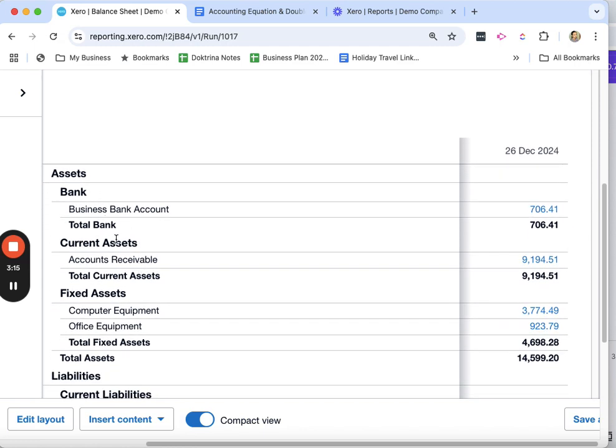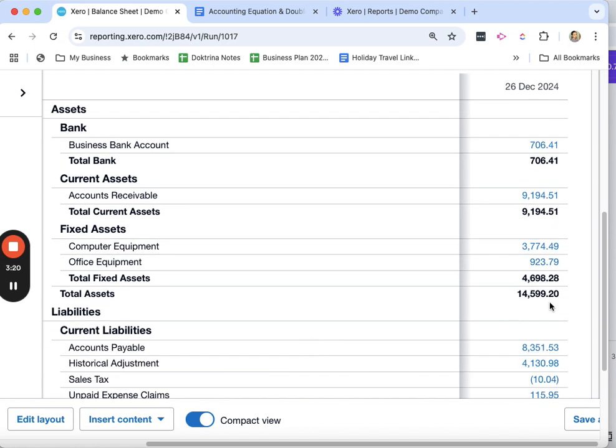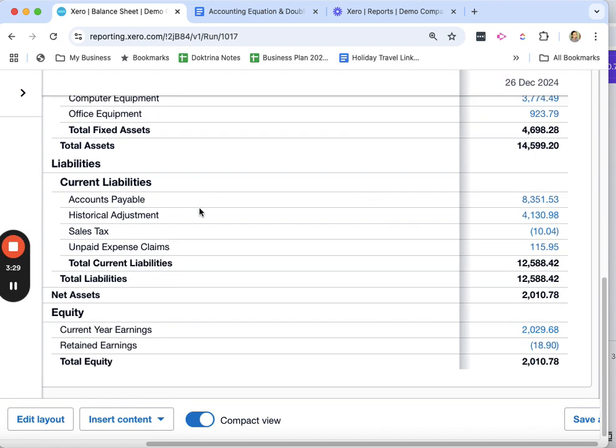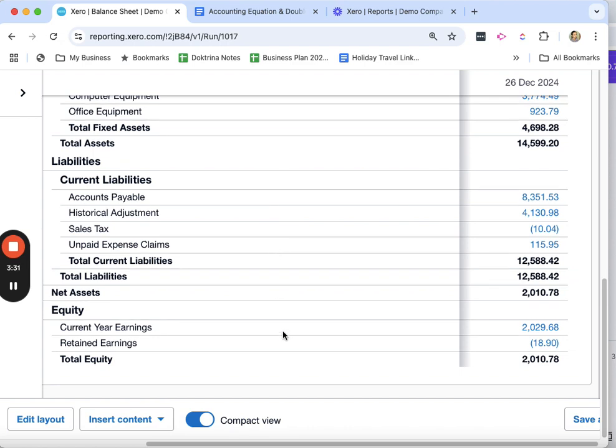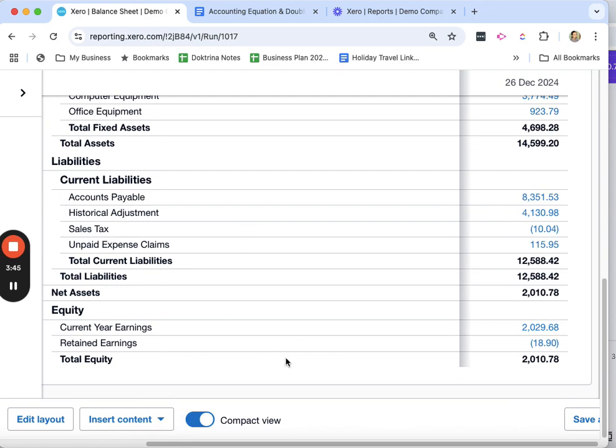We have the cash, the receivables, the equipment, the fixed assets. So the total is 14,000. The asset means everything the company owns. So it will show also the liabilities and the equity. The liabilities show how much external parties, or what we call creditors, own the company. And the equity shows how much the business owner owns the company.